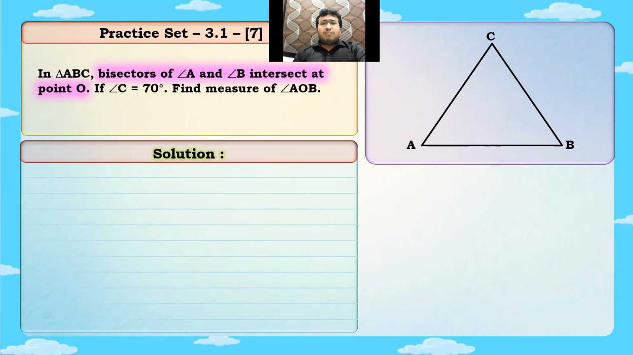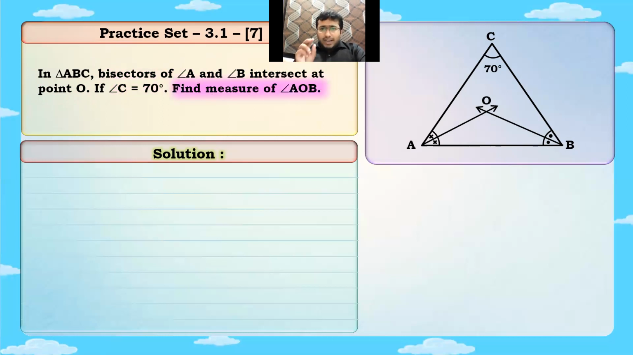So students, we have bisector of angle A and angle B. What do you mean by bisector of angle A? It will divide angle A into two equal parts. So students, if you observe here, I have put identical marks to show that these two angles are equal. And similarly, we have bisector of angle B, and both of them are intersecting at point O. If angle C is 70°, we need to find measure of angle AOB.